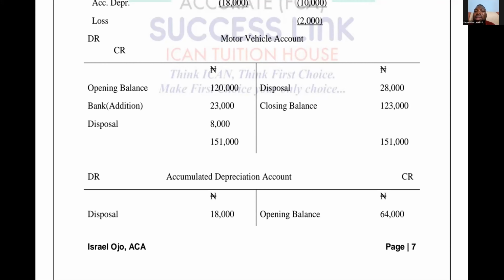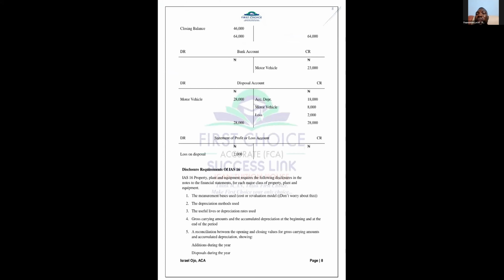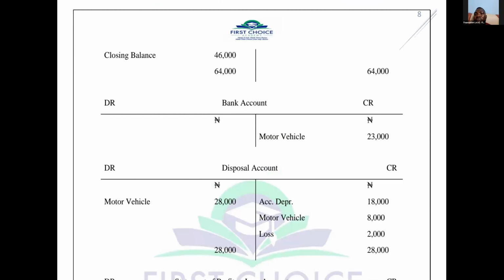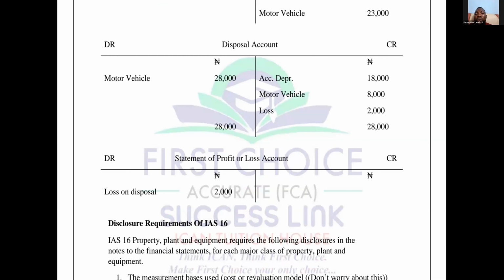Then you go to the asset account and debit it with 23,000. If you look at it, this is what we have here. Can you see it there? Okay, I think it's clear. Then after that, you can now close your account.